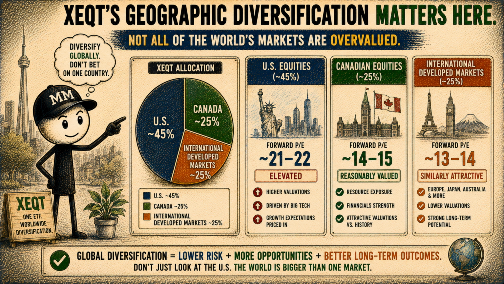market. The TSX is currently trading at a forward PE of approximately 14 to 15, meaningfully below historical average, not above it. International developed markets are similarly attractively priced relative to the U.S. An investor in XEQT is not entirely exposed to U.S. valuation risk. The geographic diversification provides meaningful protection.